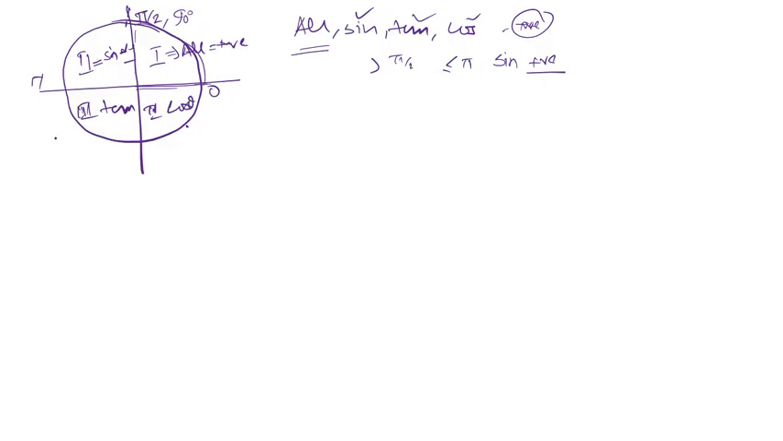Now come to the third domain. This domain is from greater than pi to less than 3 pi by 2, correct. So this will be pi, this is 3 pi by 2, this is 2 pi. In this domain, what is happening? Tan is positive. So whenever the angle comes to this domain, anything from pi to 3 pi by 2.